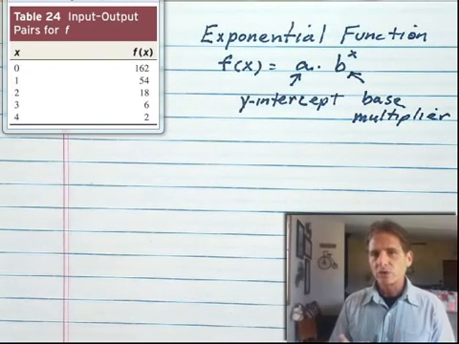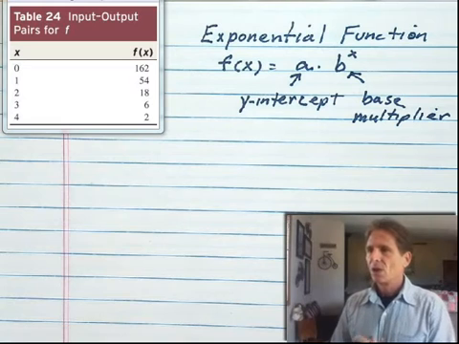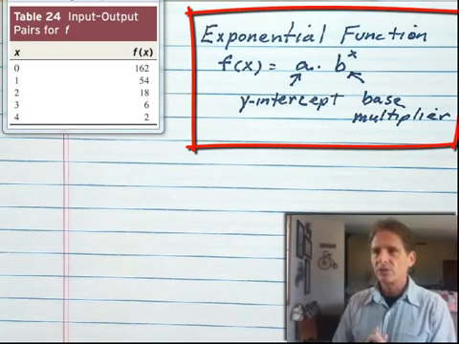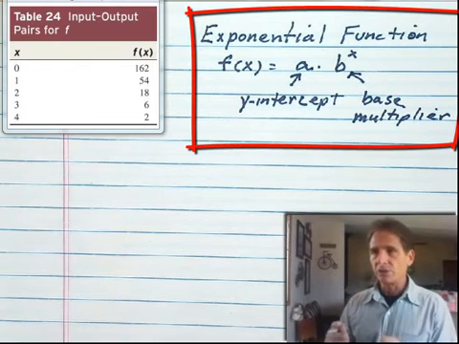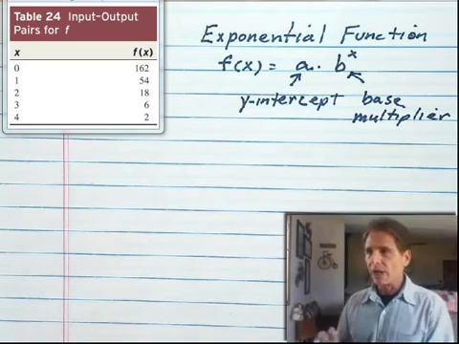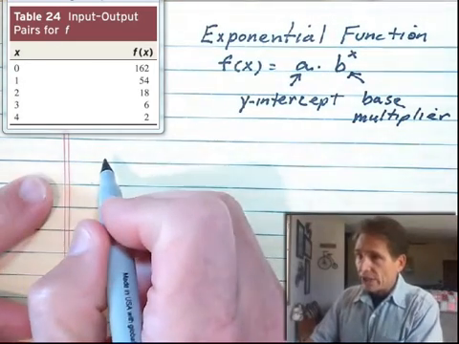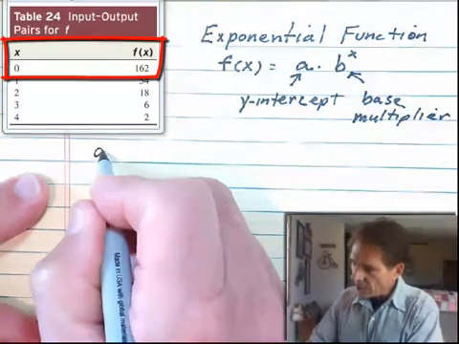So table 24 is an exponential function. Let's find the equation of the formula. First of all, again, a is the y-intercept, b is the base multiplier. The y-intercept is very simple to find. It is simply set x equal to 0 and find the y value. So when you set x equal to 0, notice y is equal to 162, so that means our a in that equation is 162.